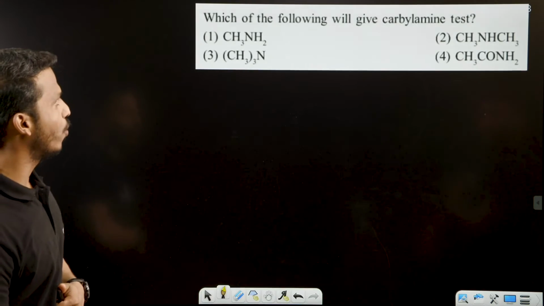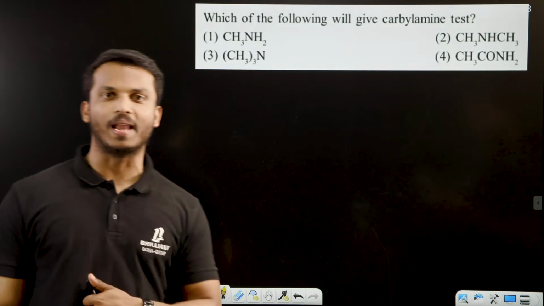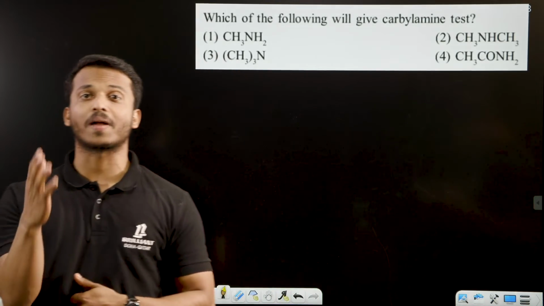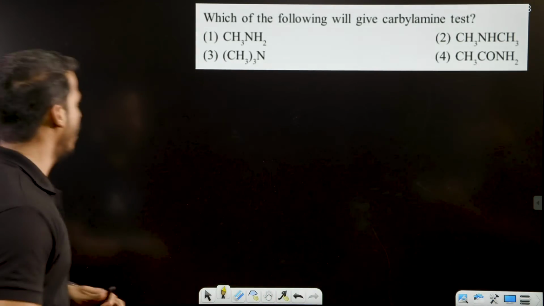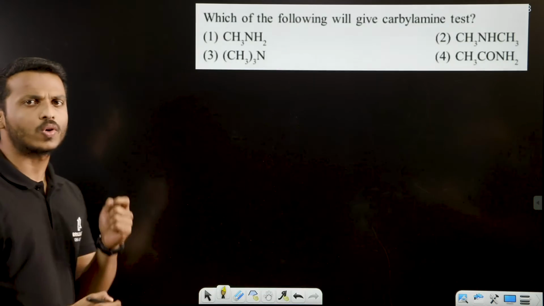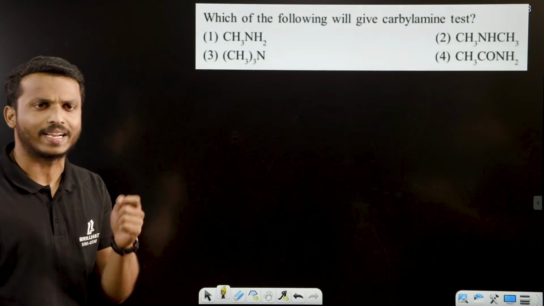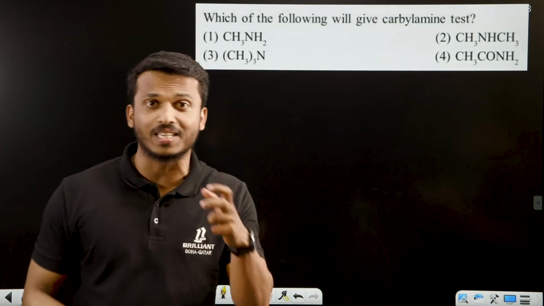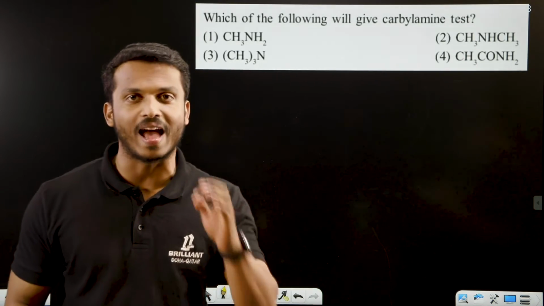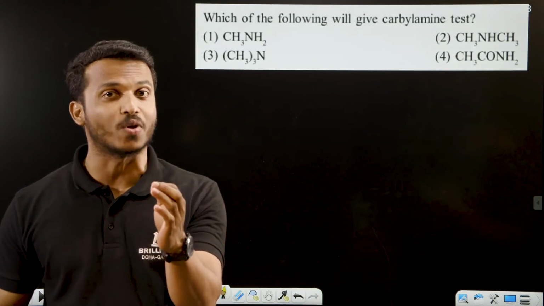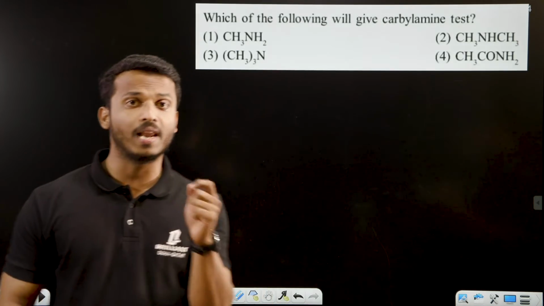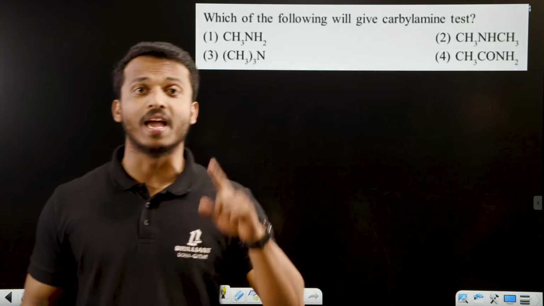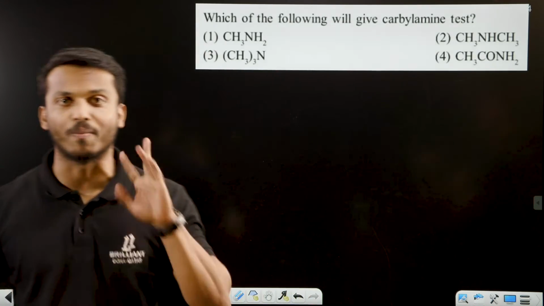Which of the following can give a carbylamine test? What do you mean by carbylamine test? Dear all, carbylamine test is also called the isocyanide test. You will get a foul smell, right? This test is only given by primary aliphatic and primary aromatic amines. Keep in mind, carbylamine test is also called isocyanide test. It is only given by primary aliphatic and aromatic amines.